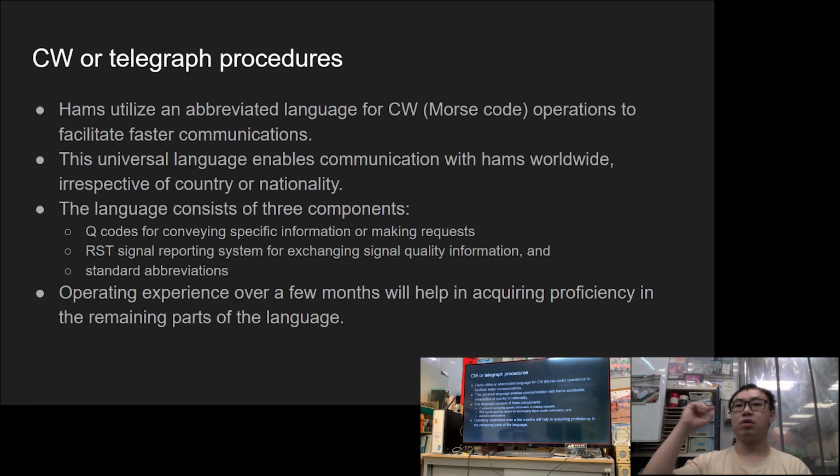But the Q code only consists of one question in your exam, just one question. So if you don't remember, never mind. But in the daily operations, you will find that there are some Q codes that will be used more frequently.